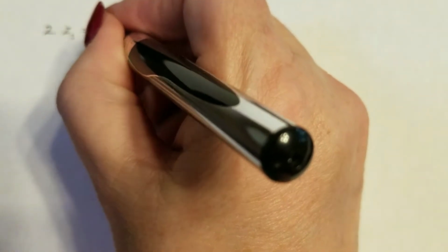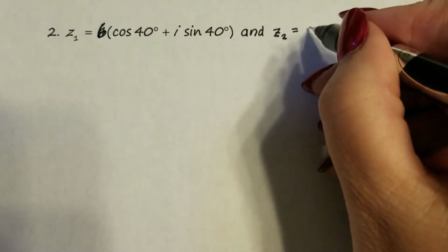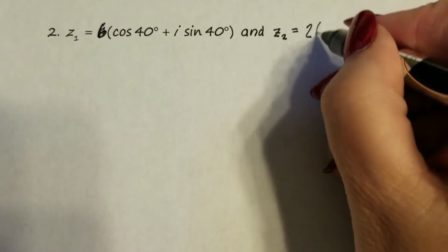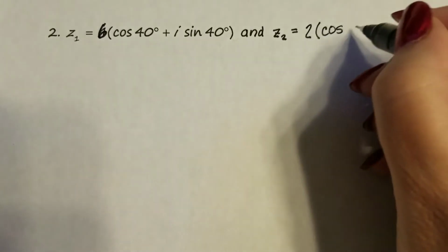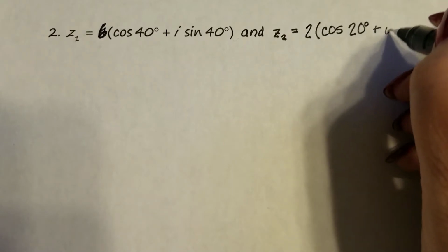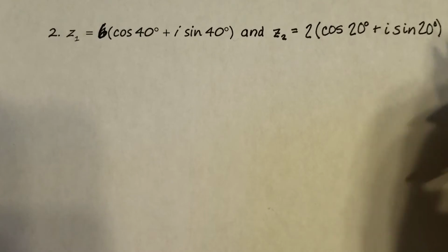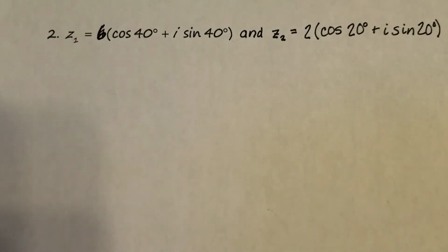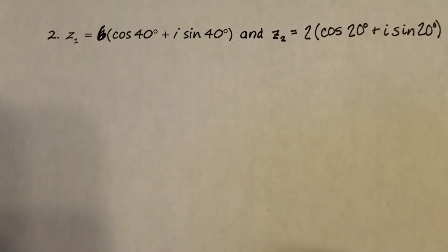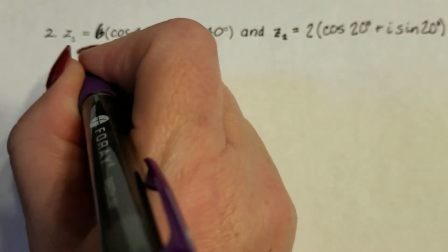This is supposed to be a 6. z2 is going to equal 2 cosine 20 plus i sine 20. There we go. Now we have two numbers. Let's find the product first. So we're going to take z1 times z2.